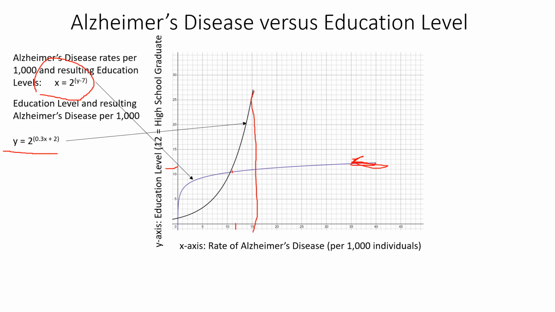The longer you live, the more likely you get dementia. But the better education you have, the less likely you get dementia. So it's a very powerful study where we use invertible functions.